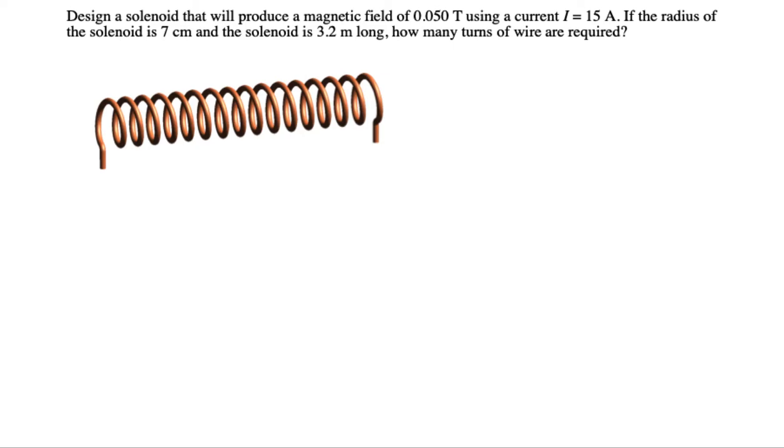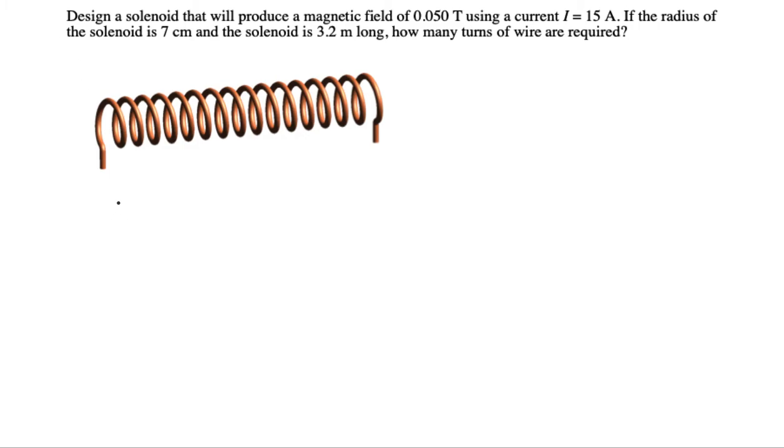All right, so this problem says, design a solenoid that will produce a magnetic field of 0.05 teslas if it has a current of 15 amps running through it. They give us the radius of the solenoid, 7 centimeters, and they also say how long the solenoid is, 3.2 meters.